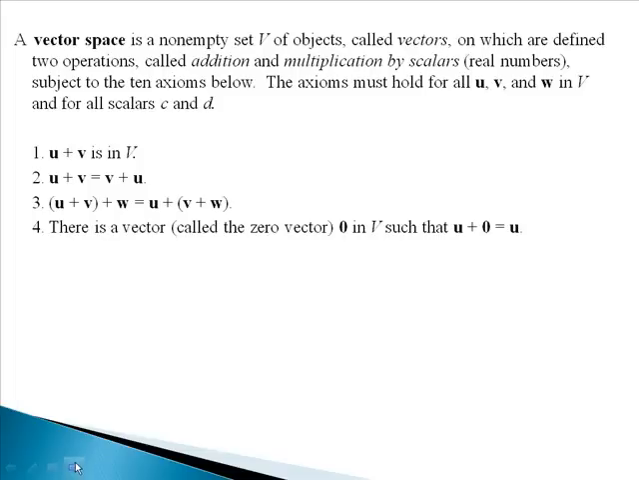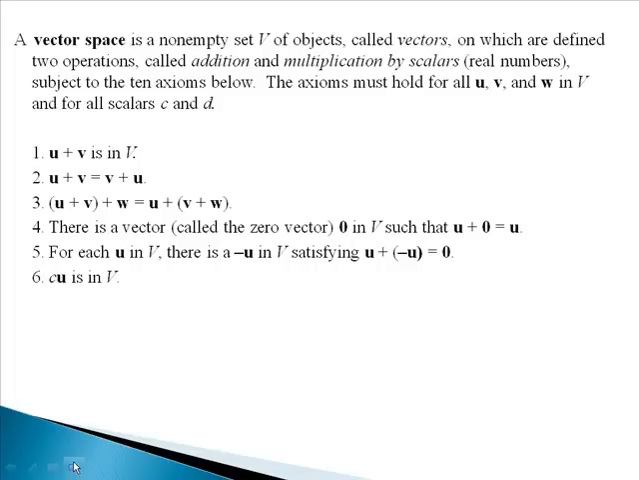There is a vector called the zero vector in that set such that when I add it to a vector in V, I get that vector back. So u plus 0 is equal to u again. For each vector u, there is a vector negative u such that when I add the two together, I will produce the zero vector.